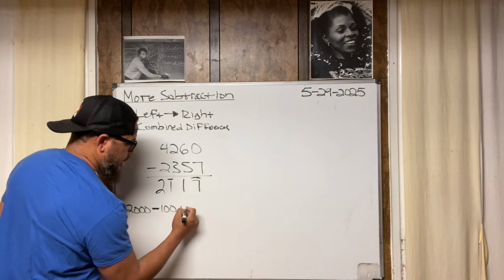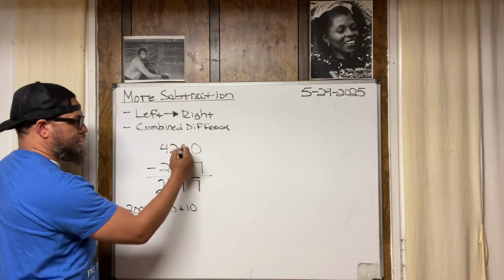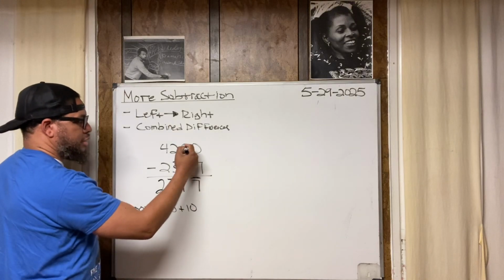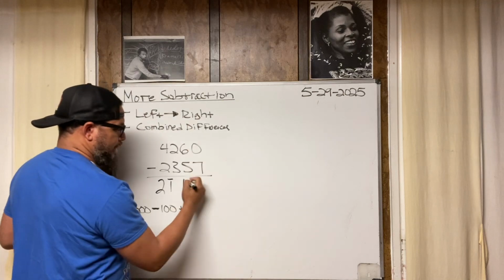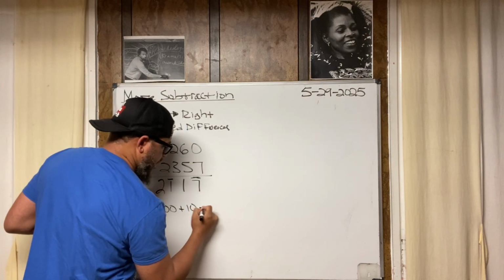Then I do plus 10. Why? Because in my tens place, I got a positive 1. 6 minus 5 is positive 1. So I got one group of tens. Then in my ones place, I got negative 7. So I'm going to subtract 7.